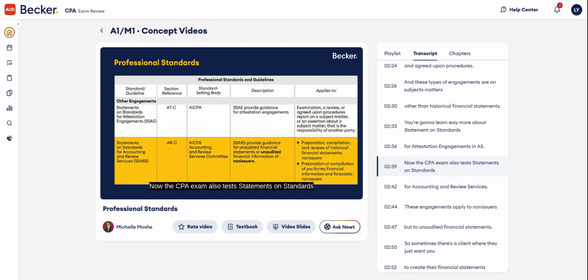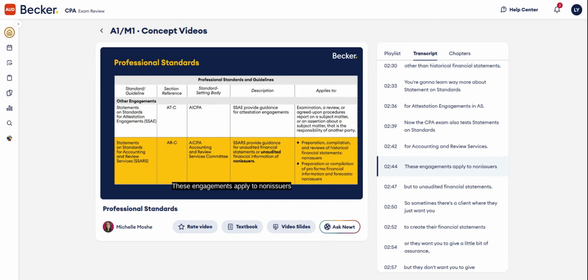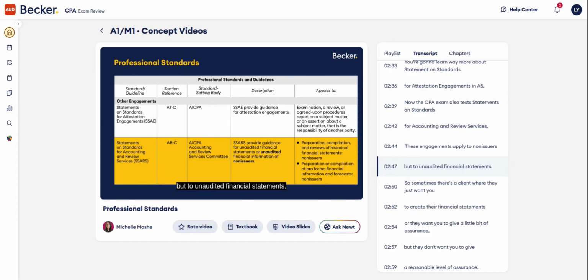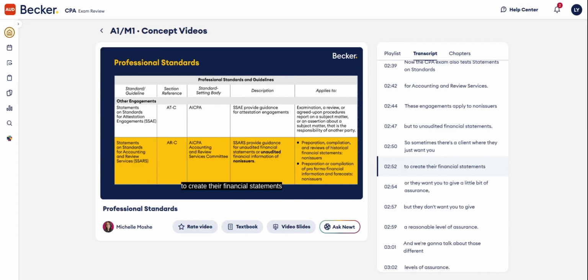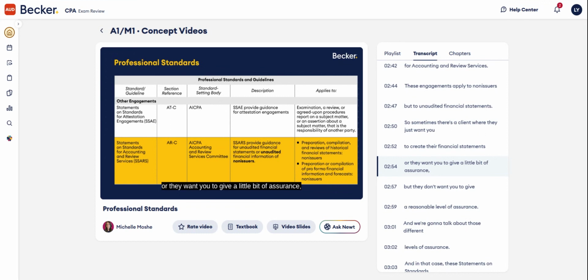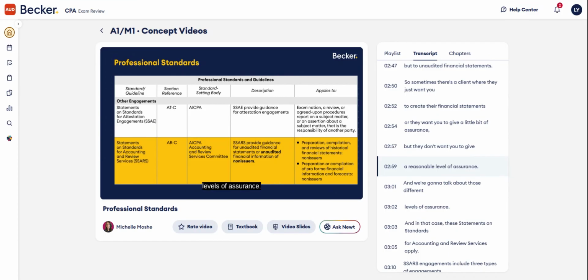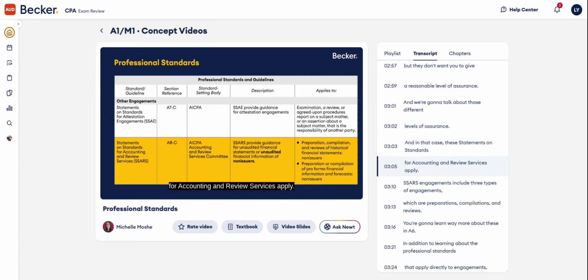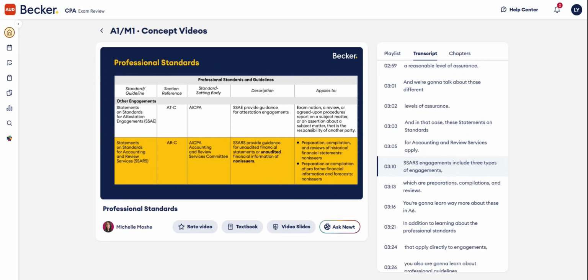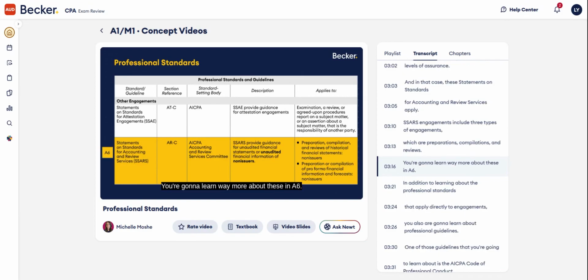Now, the CPA exam also tests Statements on Standards for Accounting and Review Services. These engagements apply to non-issuers, but to unaudited financial statements. So sometimes there's a client where they just want you to create their financial statements, or they want you to give a little bit of assurance, but they don't want you to give a reasonable level of assurance. And we're going to talk about those different levels of assurance. And in that case, these Statements on Standards for Accounting and Review Services apply. SSARS engagements include 3 types of engagements, which are preparations, compilations, and reviews. You're going to learn way more about these in A6.